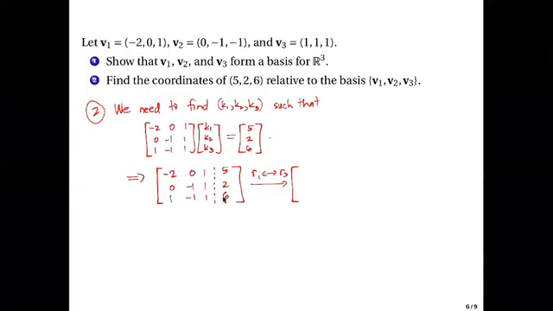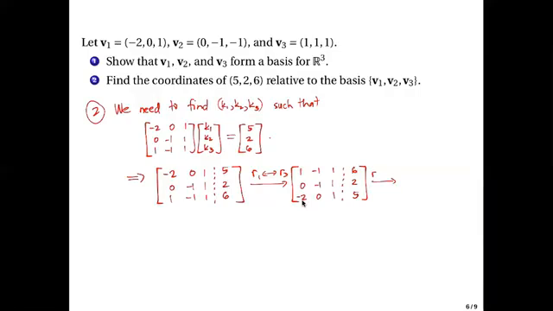So we have 1, negative 1, 1, and then 6 in here. Row 2, it's still 0, negative 1, 1, 2. For row 3, we now have negative 2, 0, 1, and then 5. And then we'll make this 0.